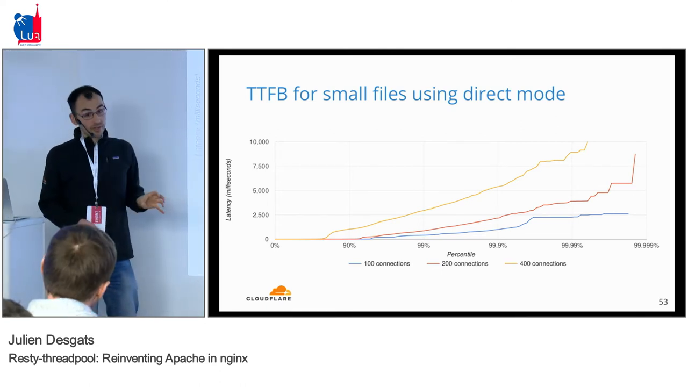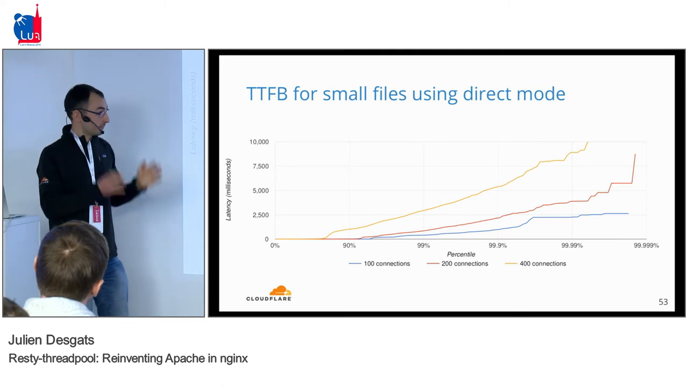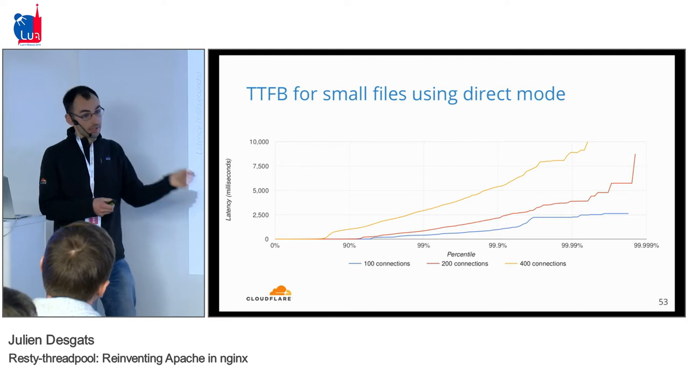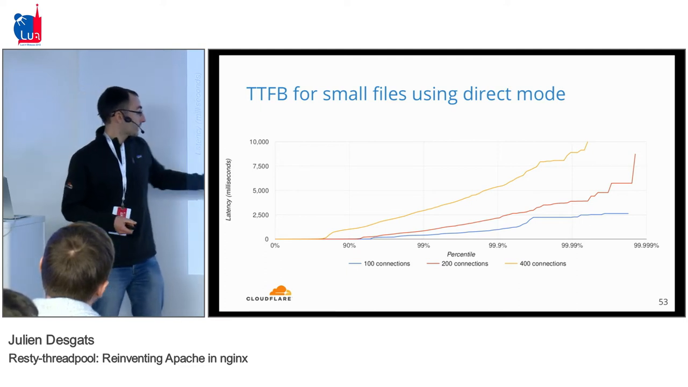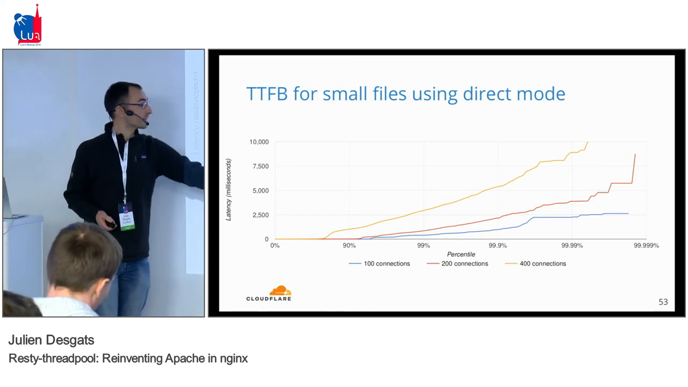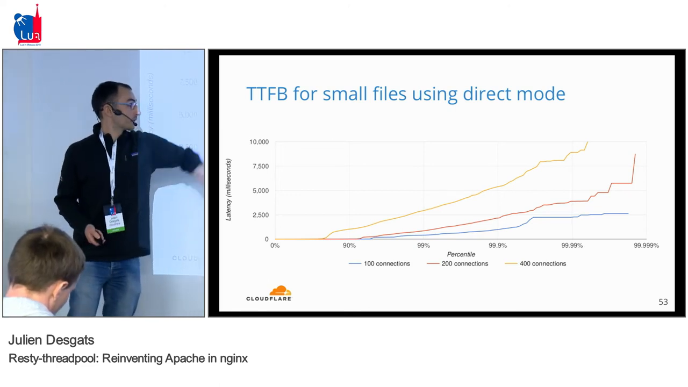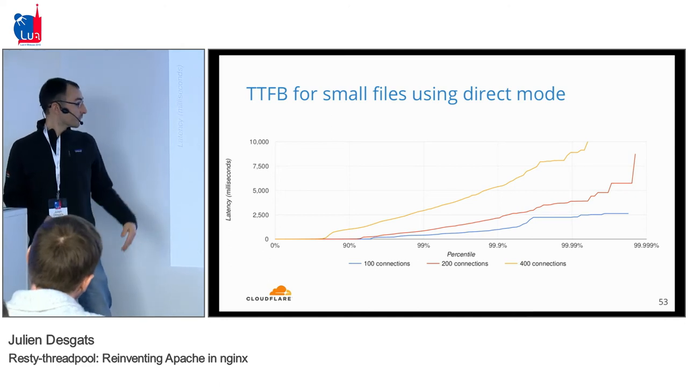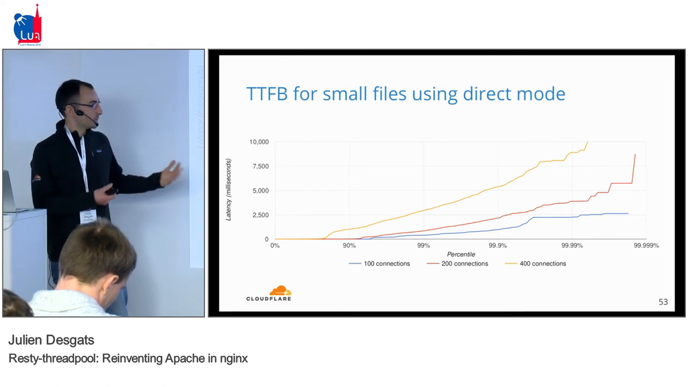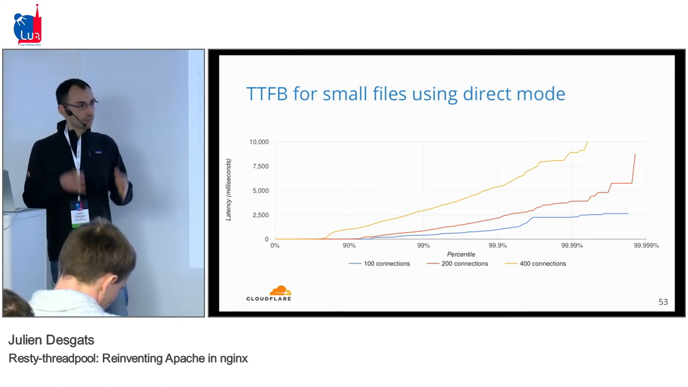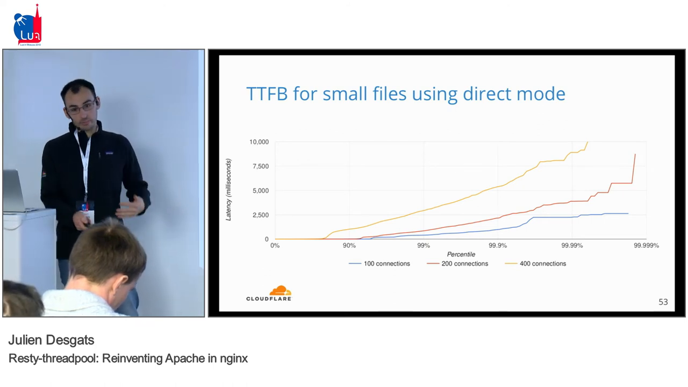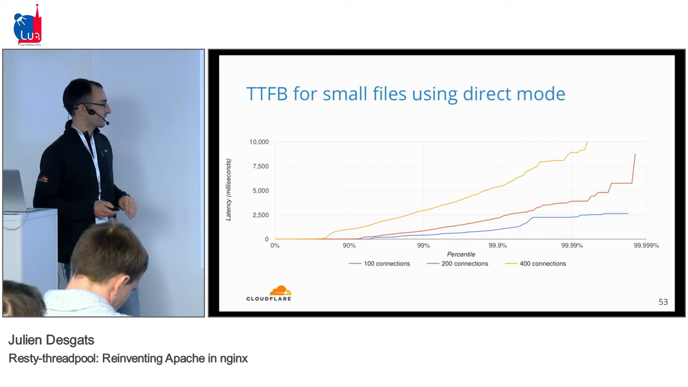And for the small files, which should be super fast, just a couple of milliseconds, especially if I stay on the same machine, I start having a lot of latency on the most extreme requests, and some of them even got timeouts with 400 connections. So that's just for small files that should be delivered quickly all the time. So we can see here that the request got stuck behind the resize request.